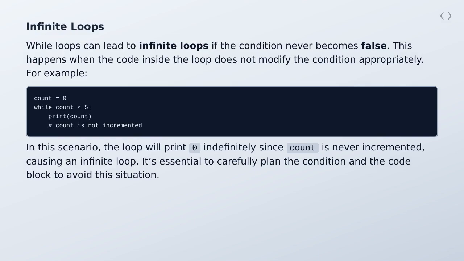Now we're on infinite loops. While loops can lead to infinite loops if the condition never becomes false. This happens when the code inside the loop doesn't modify the condition appropriately.